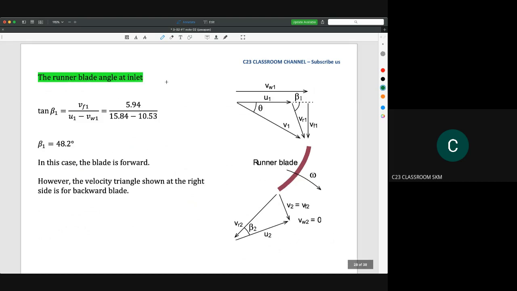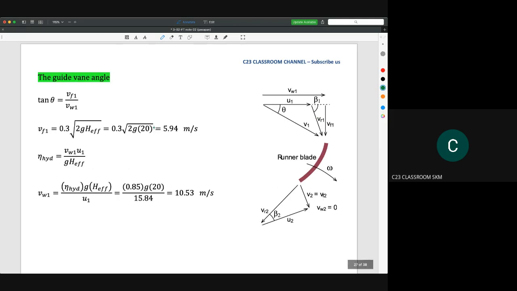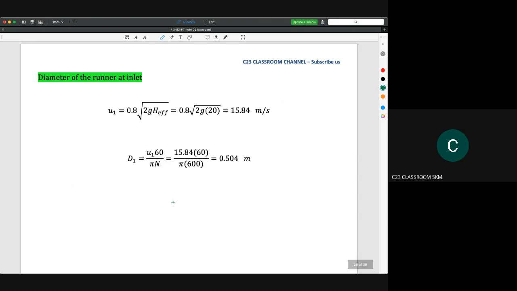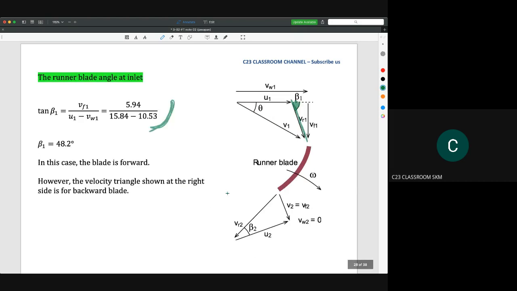And then the runner blade angle at inlet. So the runner blade angle is about the VR here. We take this angle, so we could have a correlation like this one. We substitute the value, and then we could get 48.2 degrees. So here, if you see like this one, we will find that U1 is actually bigger than V1. V1 is 10.53, but the U1 here is 15. So you will find that U1 must be longer compared to V1. So that means that our velocity triangle here is wrong.